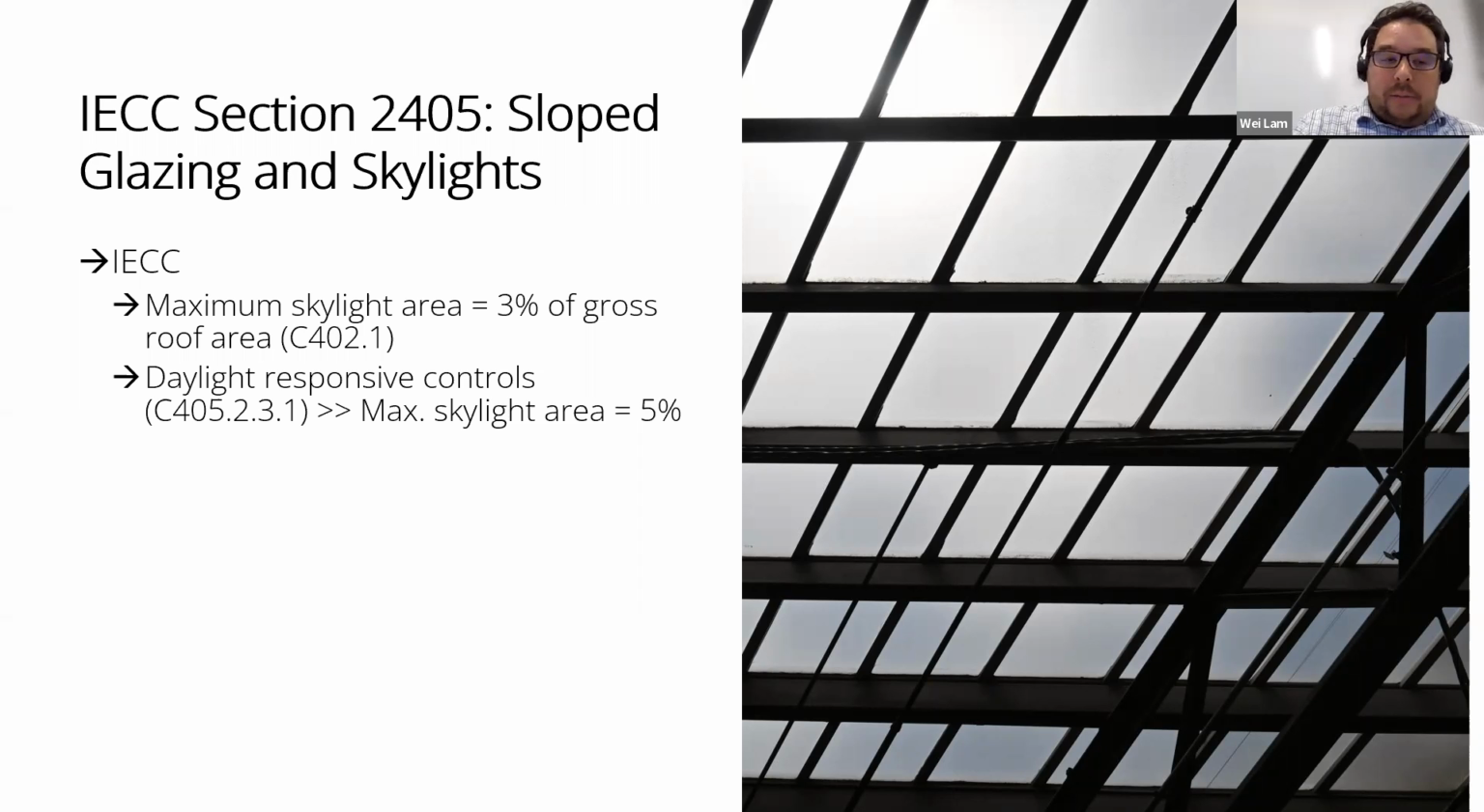So the IECC, the International Energy Conservation Code, goes on to talk about maximum skylight areas. So these are unit skylight areas. There's some information in there about 3% of gross roof area. And if you apply certain daylight responsive controls, you can increase that skylight area to a maximum of 5%.